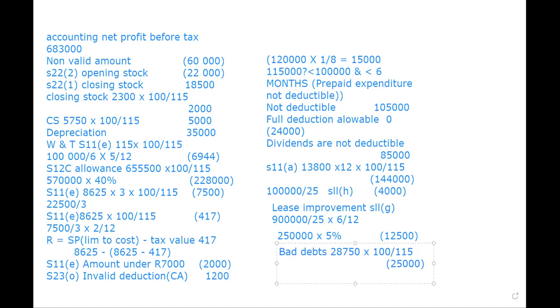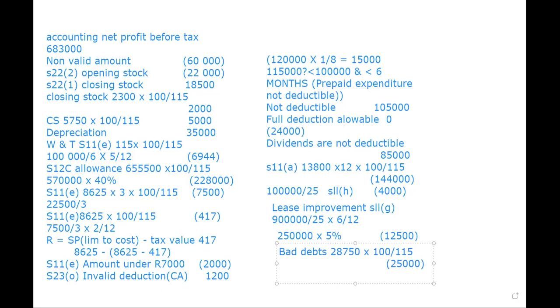On 15 December 2018, Pretty Candle donated candles with the market value and selling price of 6,000 Rand to a home for street children. It is a registered public benefit organization. Pretty Candle received a Section 18A certificate for its donation. Okay, we know that you'll get your donation deduction. That we'll see later.